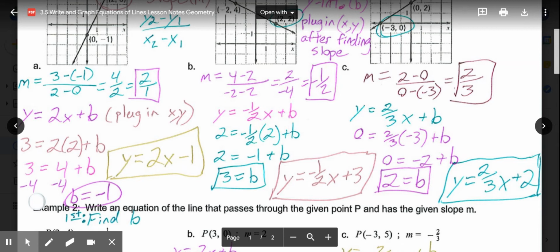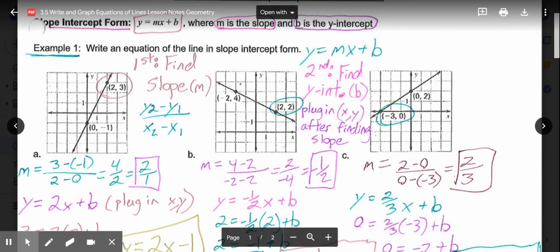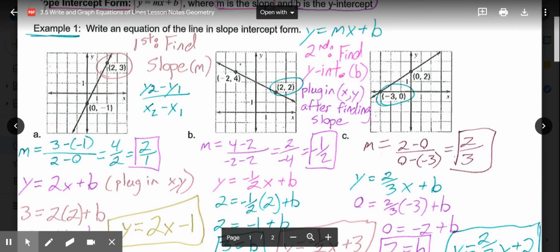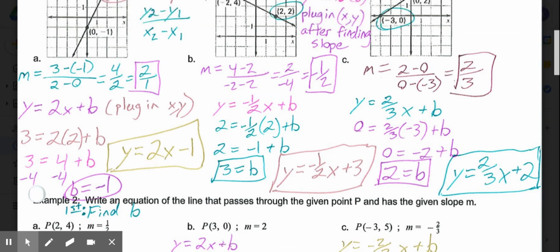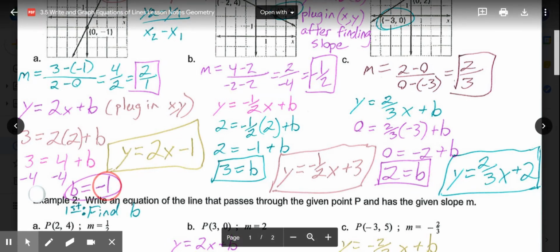Now I have all the info I need to write slope-intercept form. So my slope is 2, my y-intercept is negative 1. So y equals 2 times x minus 1. It's a minus 1 because the b is a negative 1. We could also write that as plus negative 1.